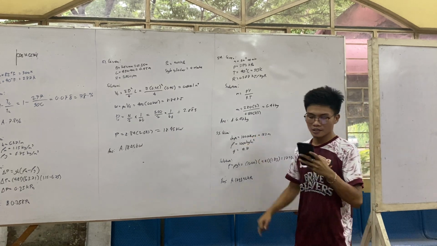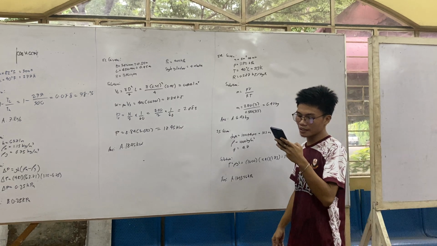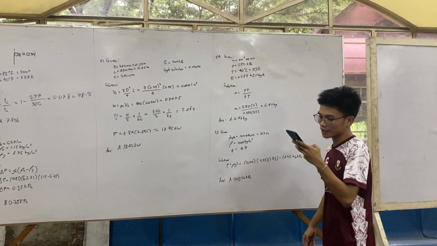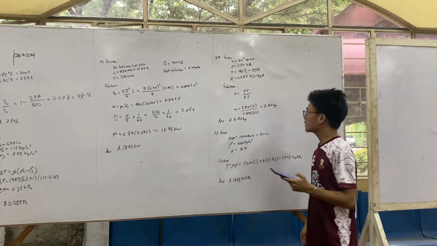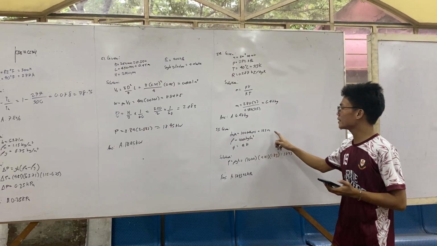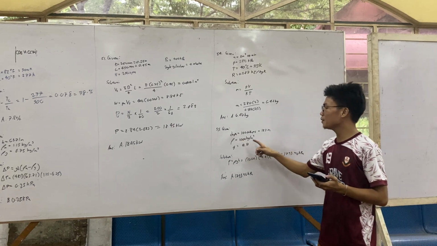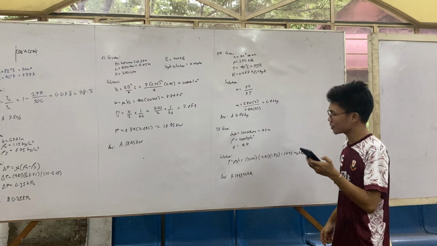which is letter A. So last, number 55. Find the pressure at the 100 fathom depth of water in kPa. The given is a depth of 100 fathoms, which is 183 meters, water density of 1,000 kilograms per cubic meter, and gravity of 9.81.